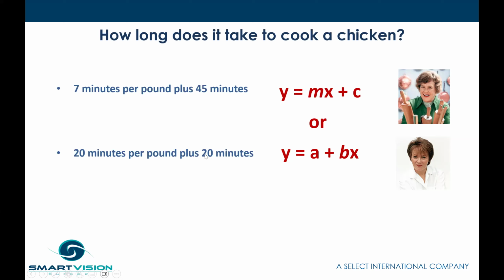It also means, of course, that if you take it to absurd extremes, even if the chicken weighs nothing, you've still got to cook it for a minimum of 20 minutes. This constant is always added on. It's always a minimum value. So when you're looking at the line, that often is the point at which the line crosses the vertical axis. It's usually the minimum value in the y value that you're trying to predict.